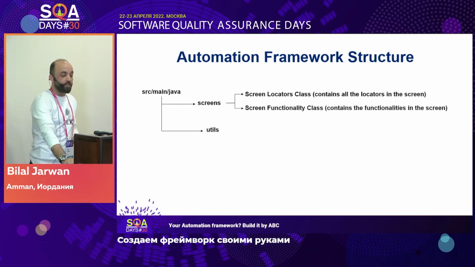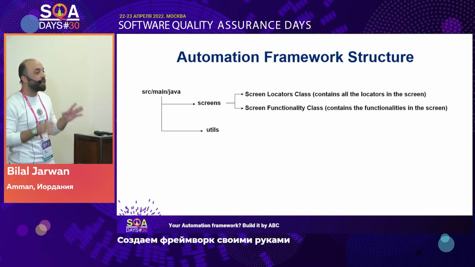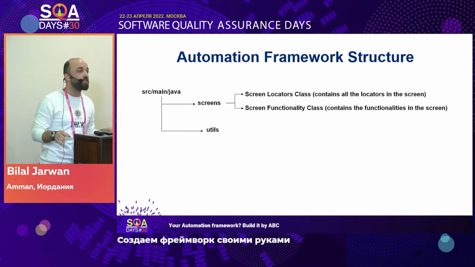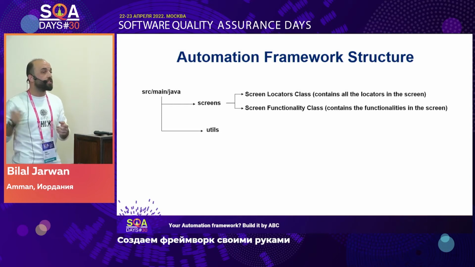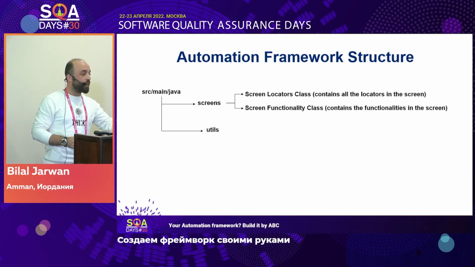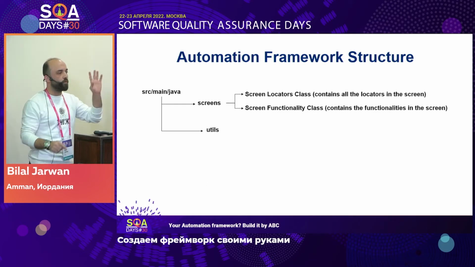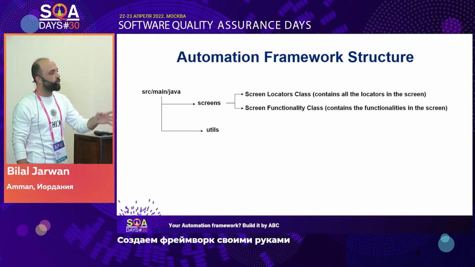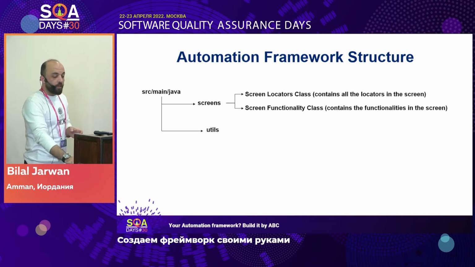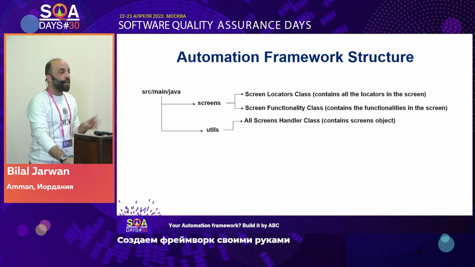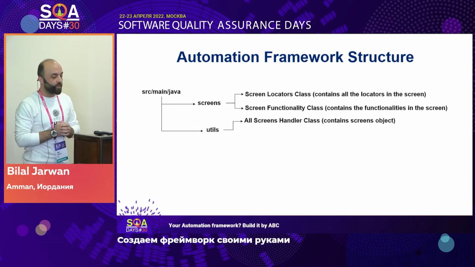And the second class will be the screen functionality. In this class, you just mention the functionality that you are working on and call the locators, and then you can execute your functionality on them. Like, I want to click on the login button, or I want to fill the text field for the username or the password. The utils package will have two classes. The first one is the all screens handler class.